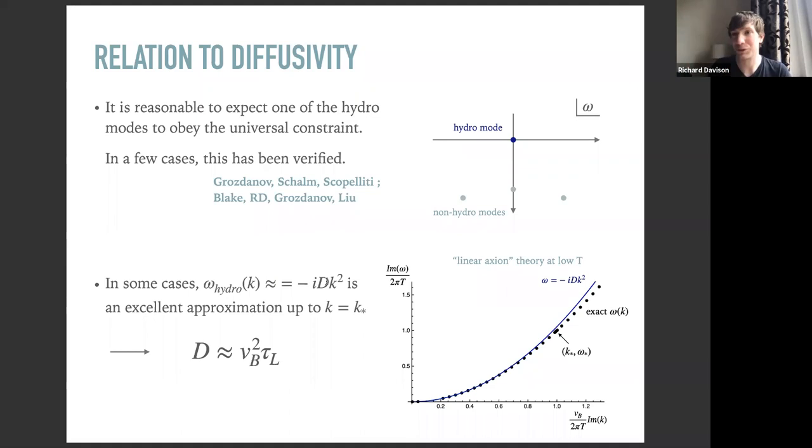So just to illustrate this, here's a picture. This is a particular holographic theory called linear axion theory at low temperatures. Here, these black dots are again some exact points along the curve of the dispersion relation computed numerically. And what I've plotted on top of it, this blue line, is the diffusive approximation to hydrodynamics, omega equals minus iDk squared. And this particular point here is the special point omega star and k star, where we know the dispersion relation has to pass through. At least in this example, near this special point, the diffusive approximation to hydrodynamics is really excellent. And so for this theory, the diffusivity is going to be given almost exactly by v_B squared times tau_L.